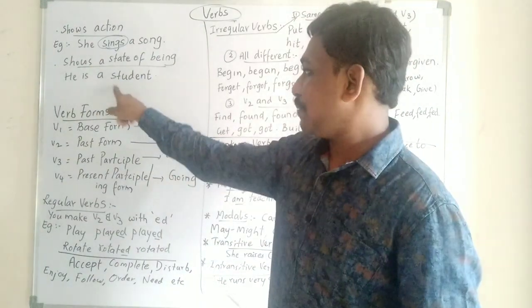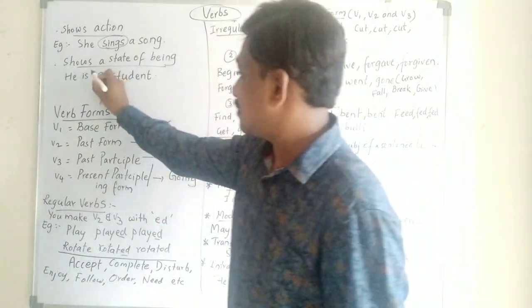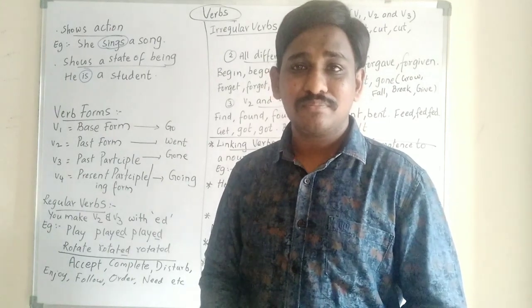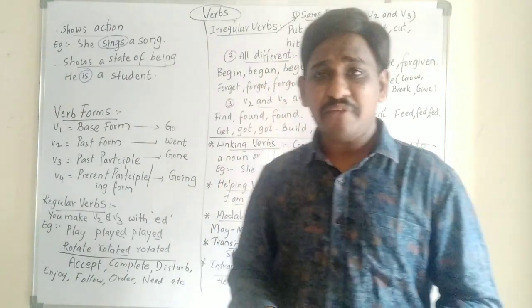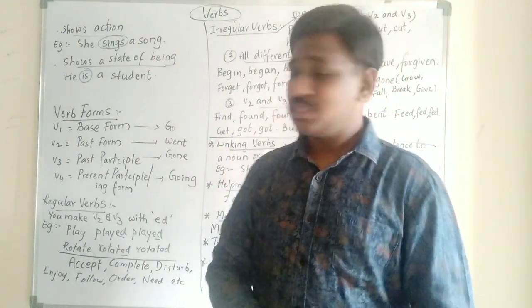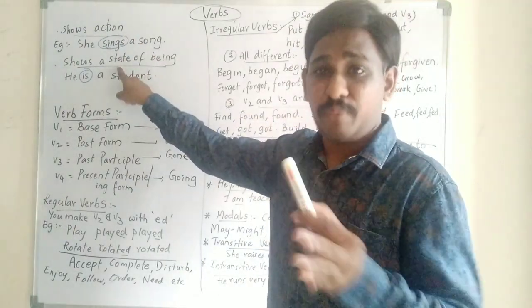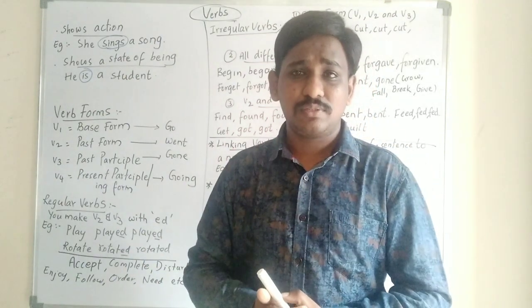The second definition of verbs is verbs show a state of being. For example, he is a student. There's no action here, but is is a verb. I'm a teacher. Am is a verb. I have two children. Have is a verb. So verbs show action and verbs show a state of being.